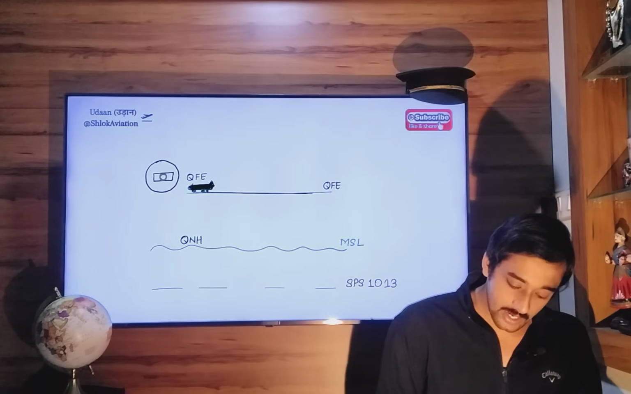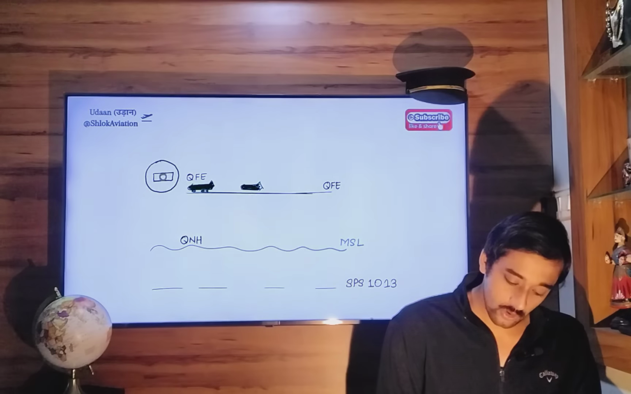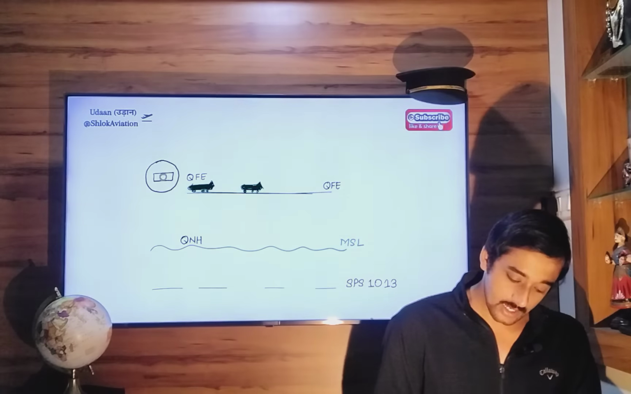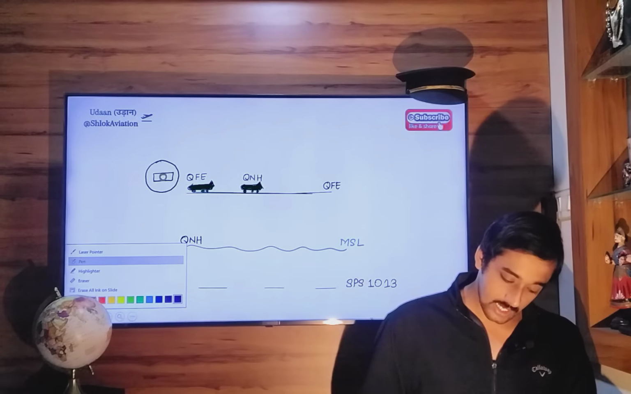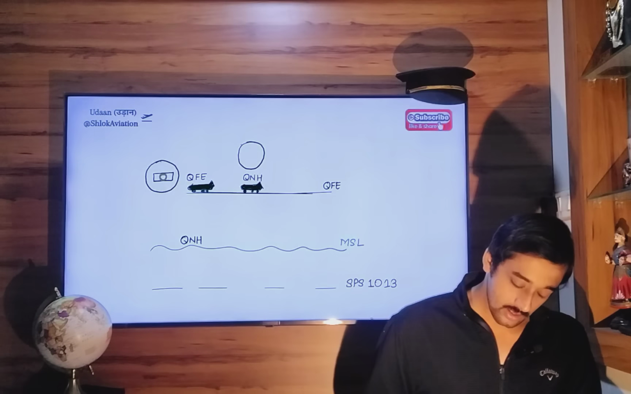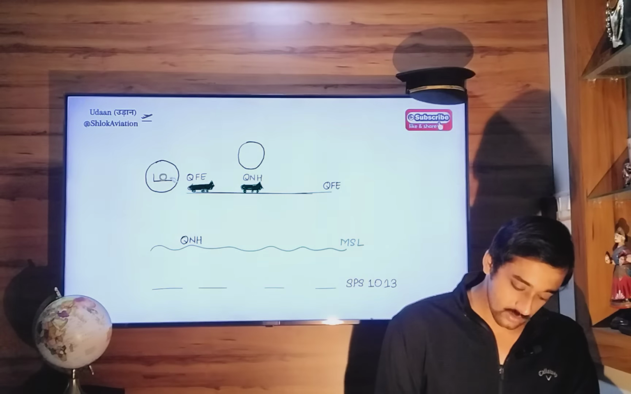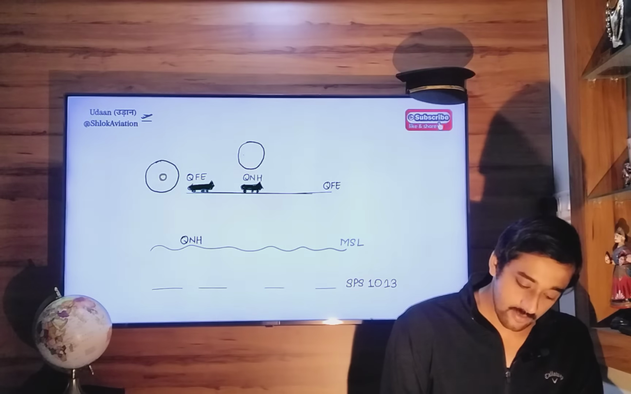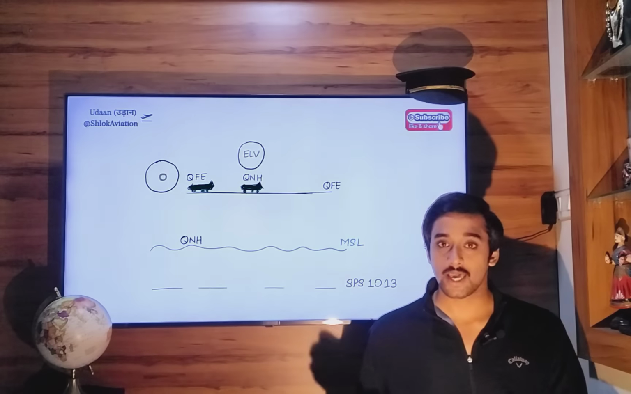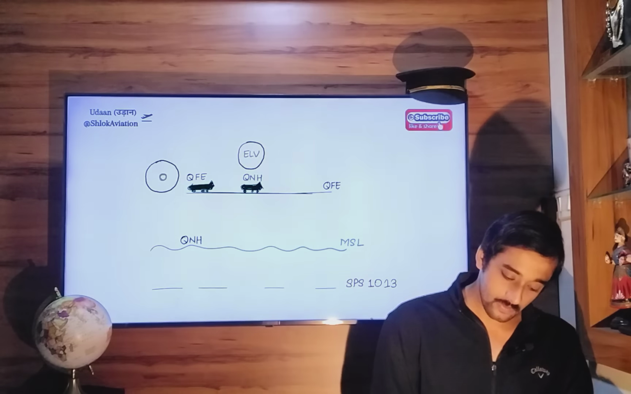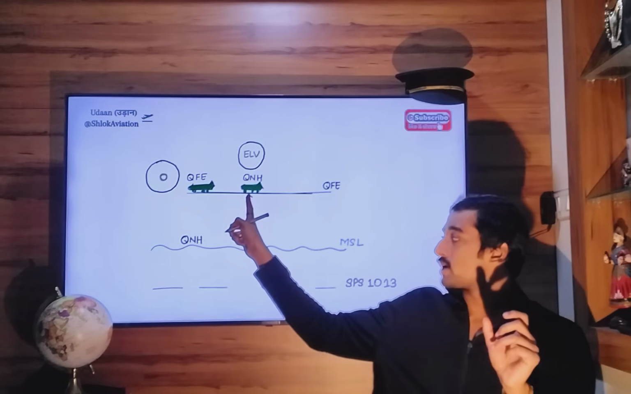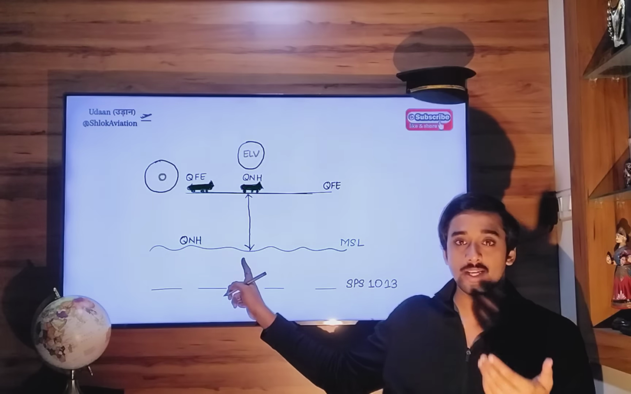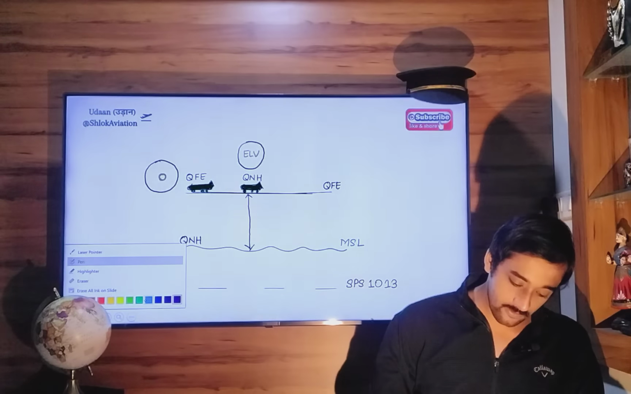Now let's take another aircraft which is again parked on this airport, and it has put QNH in its altimeter setting window. In this case, the altimeter will indicate the elevation of this airport. Now elevation is measured from mean sea level. So if you put QNH in the altimeter setting window, the vertical distance will be measured from mean sea level or QNH pressure level.